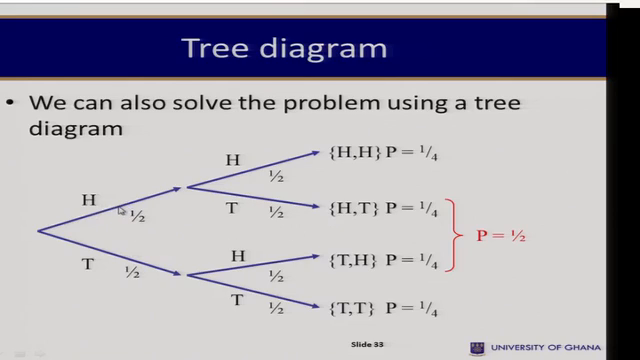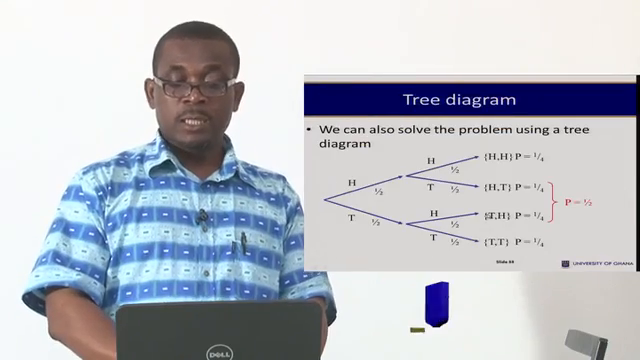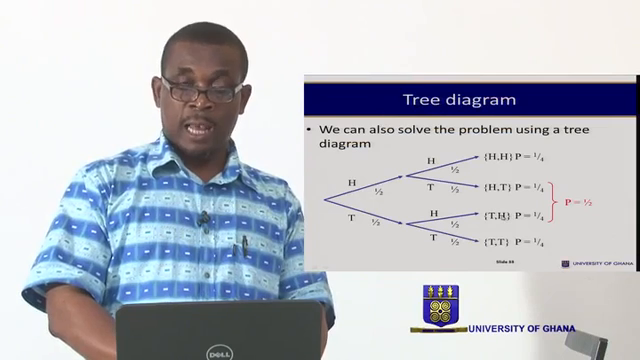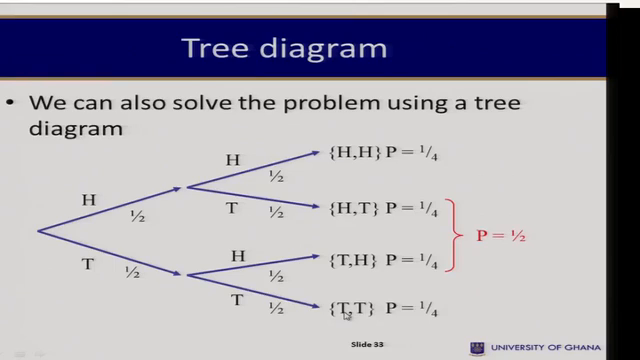Now, having gotten a head first, when you toss the coin again, the probability of head is half, and the probability of tail is half. Or having obtained a tail first, when you toss it, the probability of head is half, the probability of tail is half. So this gives us the possibilities. That is, when you toss a coin, you can have 2 heads, or you can have 1 head, 1 tail, with the head coming first and the tail second. Or you can have 1 head, 1 tail, but this time the tail comes first and the head second. Or you can have both being tails. So these are the outcomes.